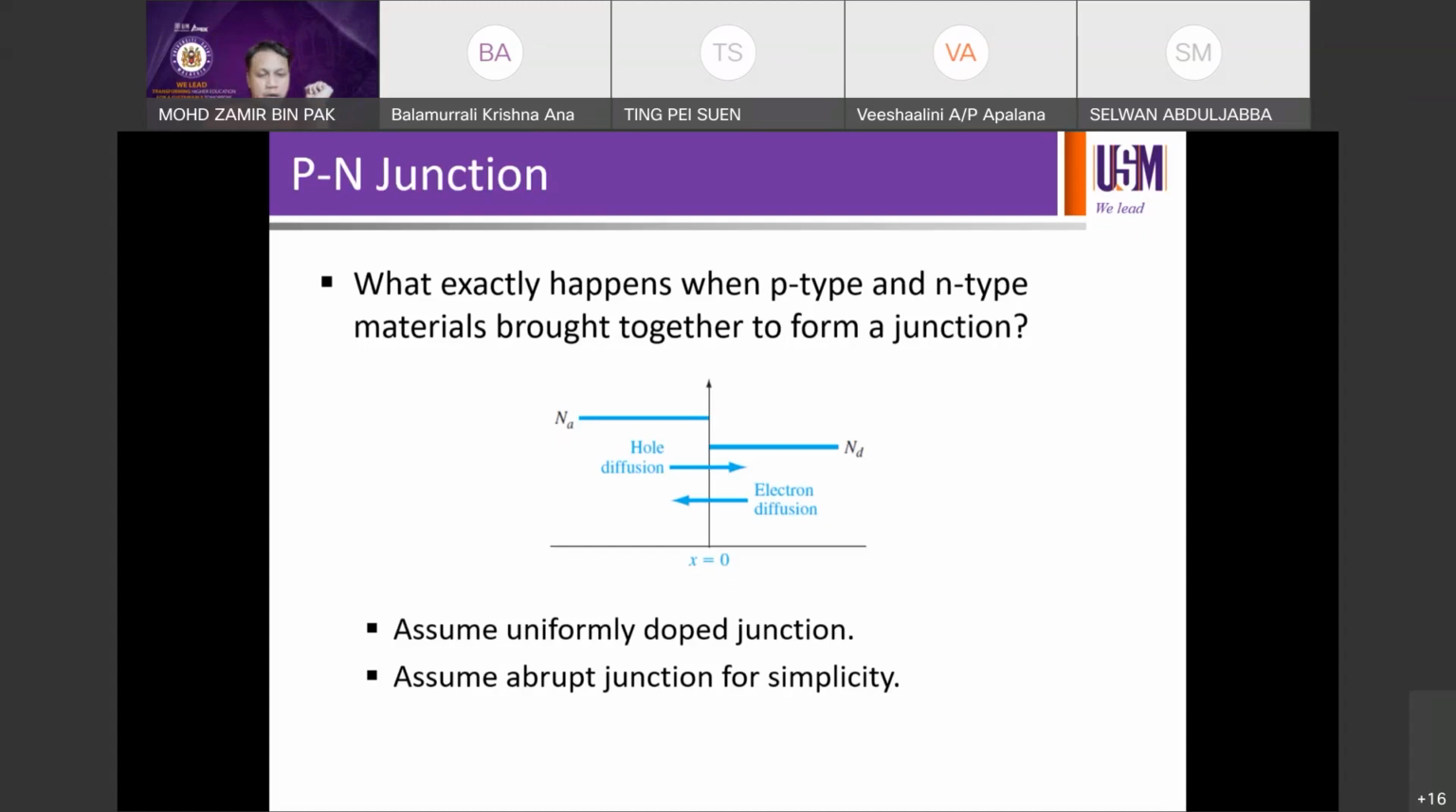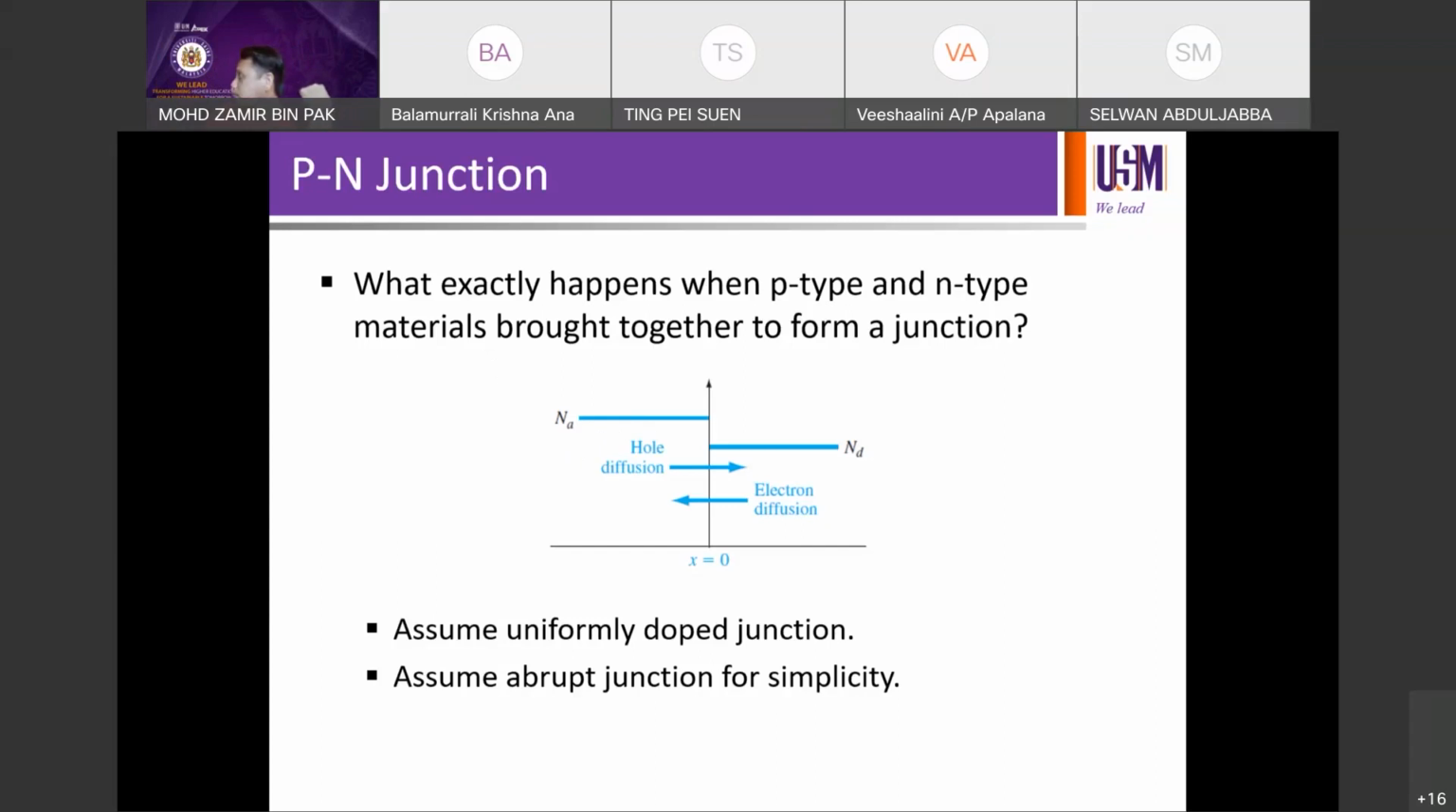For simplicity, we are assuming that we are working on a uniformly doped junction. That means you have a constant doping across your p-type, and you also have a constant doping across your n-type. In some cases, when you work on the actual process, there may be conditions where you don't have exactly the same level of doping throughout the material, whether within P or within N. Sometimes there is slight variation. We want to learn the basics first, so we assume uniform doping across P and across N. And we are now assuming an abrupt junction for simplicity.